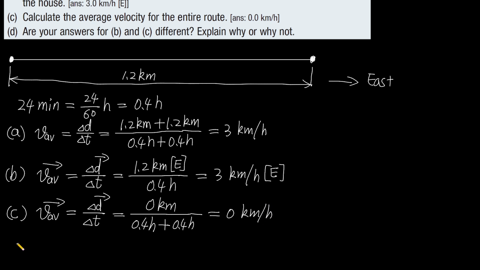And now question D. Are your answers for B and C different? So they are different. The reason is that their displacements are different. One is 1.2 kilometers to the east, and the other one is 0 kilometers.